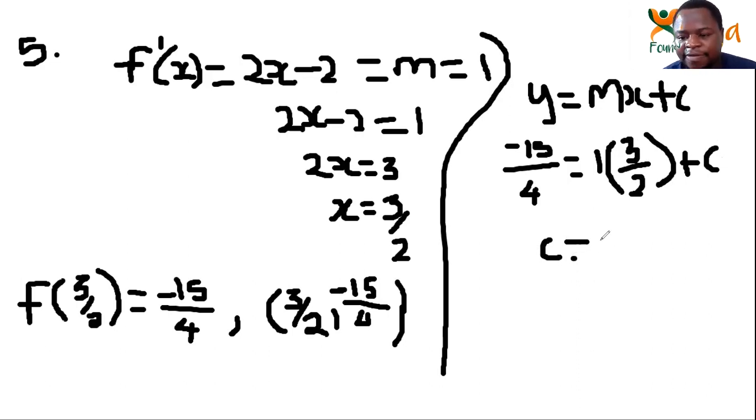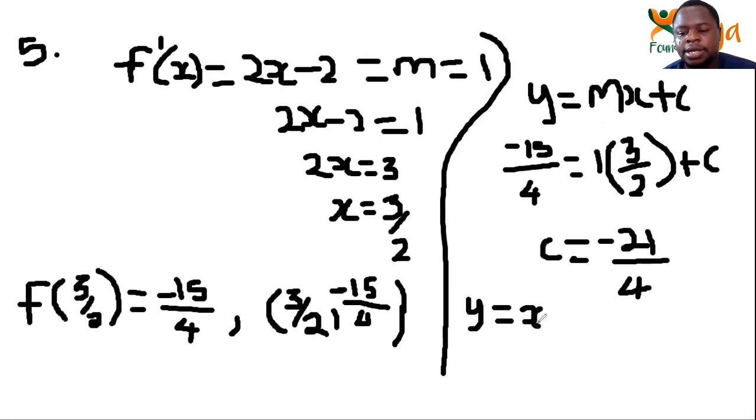Then when you solve there, your c will end up being equal to negative 21 over 4. Then you can write your equation as y is equal to, you've got the gradient there, your gradient is 1, which is x minus 21 over 4, right? Now this is the equation of the tangent. So let's go back to the last question.